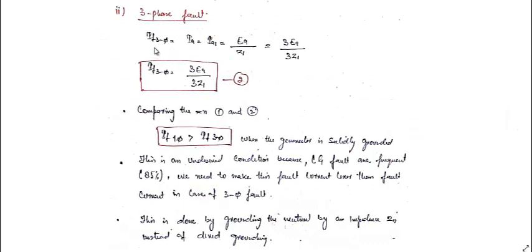But Z0 here for a synchronous machine, as we have discussed earlier, is very small as compared to Z1. Now the three-phase fault, IF three-phase will be equal to IA, that is equal to IA1, which is equal to EA by Z1. Multiply numerator and denominator with 3, it will be equal to 3 times EA by 3 times Z1.